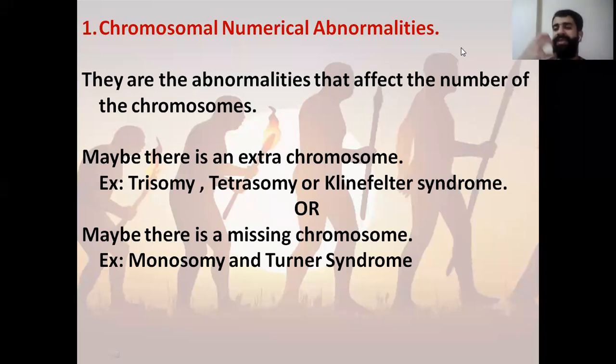Maybe there is a missing chromosome, one chromosome less. This is called monosomy when it affects the autosomes, or Turner syndrome when it affects the gonosomes, where the female is going to have only X.